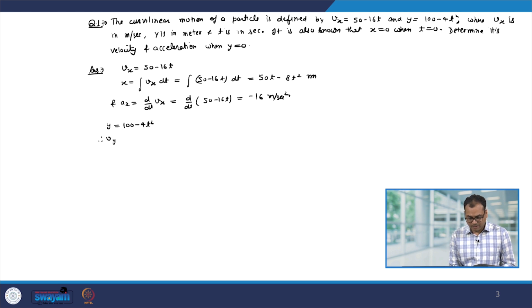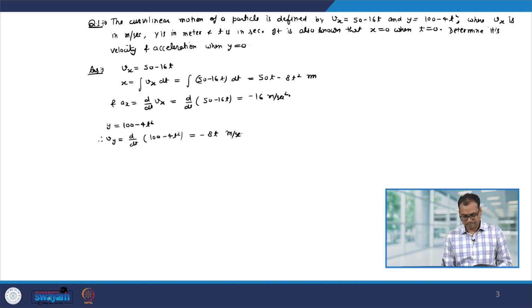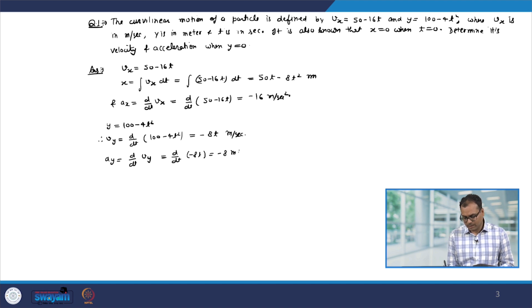Therefore, Vy will be d over dt of y, which is 100 minus 4t square. Therefore, this becomes minus 8t meter per second. And acceleration Ay we can get by differentiating Vy with respect to t. So, it will be d over dt of minus 8t, equal to minus 8 meter per second square.